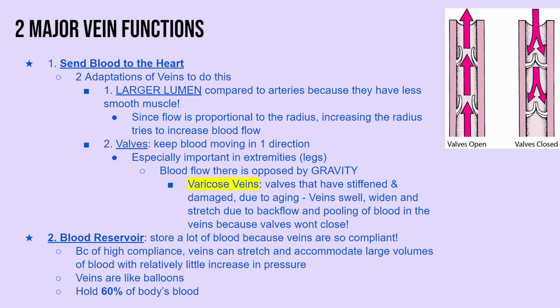And then varicose veins are when you have valves that are stiffened and damaged due to aging. So that causes veins to swell and widen because a lot of blood is pooling there, like the valves aren't opening and closing correctly. A second major function of veins is that they act as the blood reservoir. So they hold 60% of the body's blood. And they can do this because they have high compliance. They can stretch and accommodate large volumes of blood with a relatively little increase in pressure.